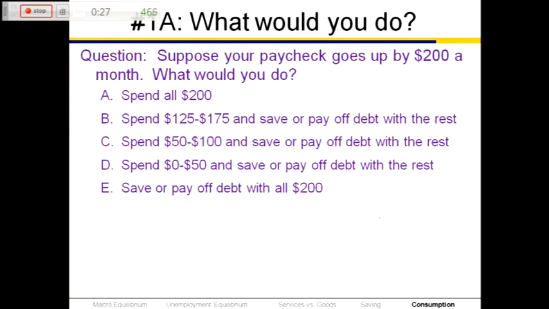So everybody answer how you would do it. There's not a right answer here. It's just a question of what would you do? Suppose your paycheck goes up by $200 a month. What would you do? A, B, C, D, or E?